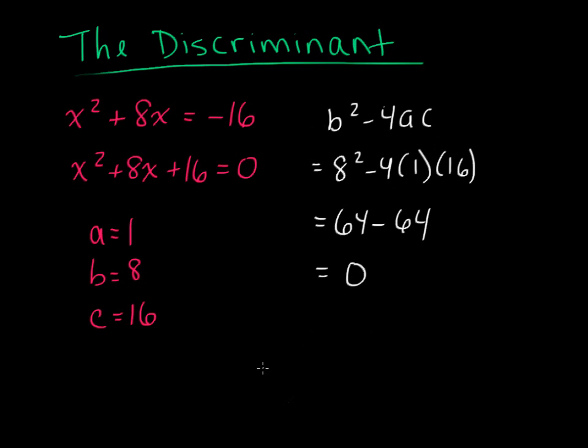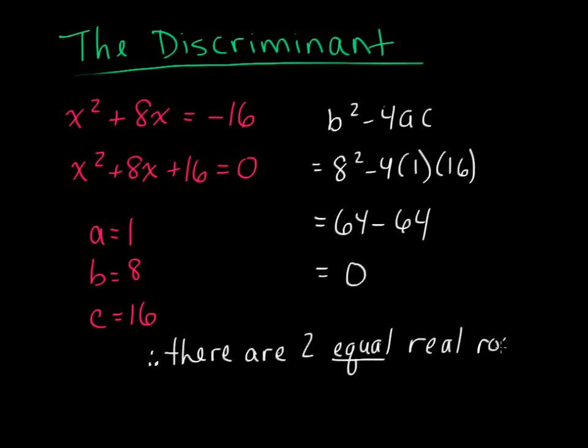Now, since the discriminant has a value of 0, that tells us that there are 2 equal real roots, okay? Or in other words, one solution to this equation. There will be 2 values of x that we can get, but both of those values of x will have the same value. Okay? And actually, this quadratic equation is factorable. And so if we were to factor it, we would see that we'd have x plus 4 times x plus 4 is equal to 0. And you can see where those 2 equal real roots are coming from. We're going to get 2 values of x that are both equal to -4.